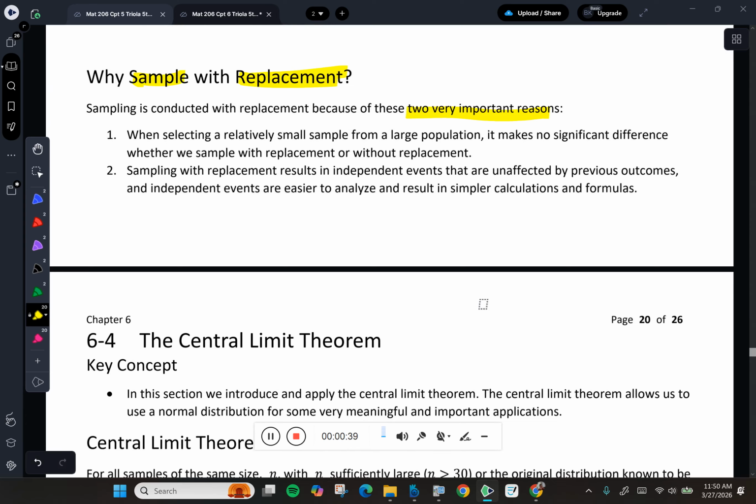One, the samples are usually relatively small compared to the population. It makes no really significant difference whether we do or do not use replacement. But when you sample with replacement, the math is better, with easier calculations and formulas. So we're assuming that the sampling that we're doing from the population is sampling with replacement, not without replacement. Without replacement creates a dependent relationship between the samples, which makes the math much harder.